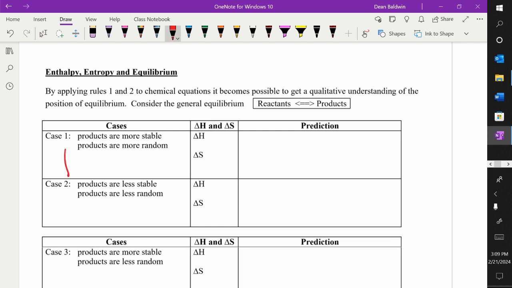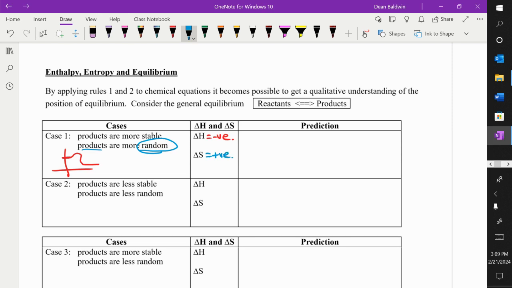So if products are more stable, if you think of the enthalpy diagram, that looks like that, right? Which is what type of reaction? That's an exothermic reaction, which means delta H is negative. So delta H is negative. Okay. And then we say the products are also more random. If they're more random, delta S is positive.